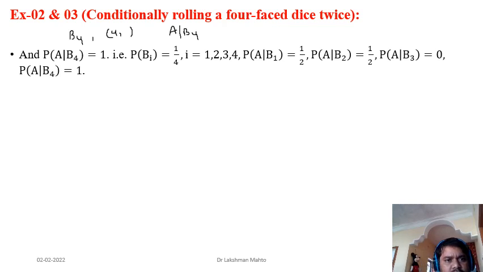So we have already seen that the sum is at least 4. It is 4, that means at least 4. That's why it is also talking about the occurrence of A. That's why A here becomes a sure event, or certain event. That's the probability of A given B4 is 1.